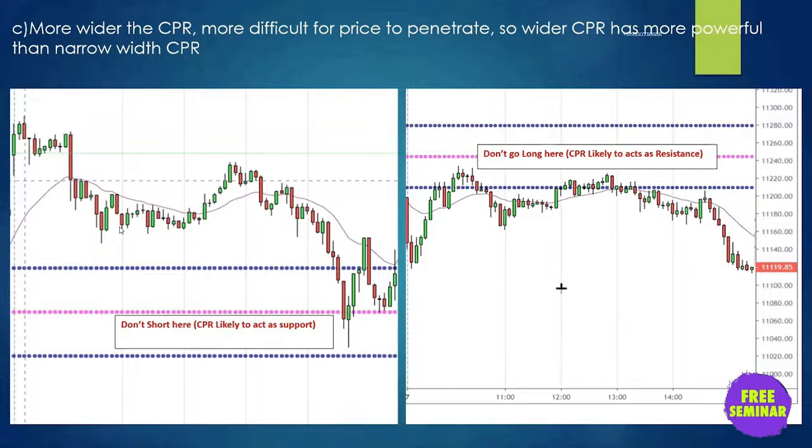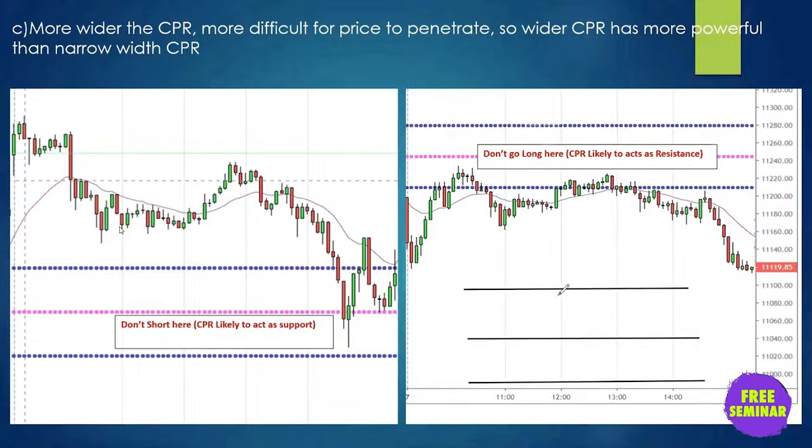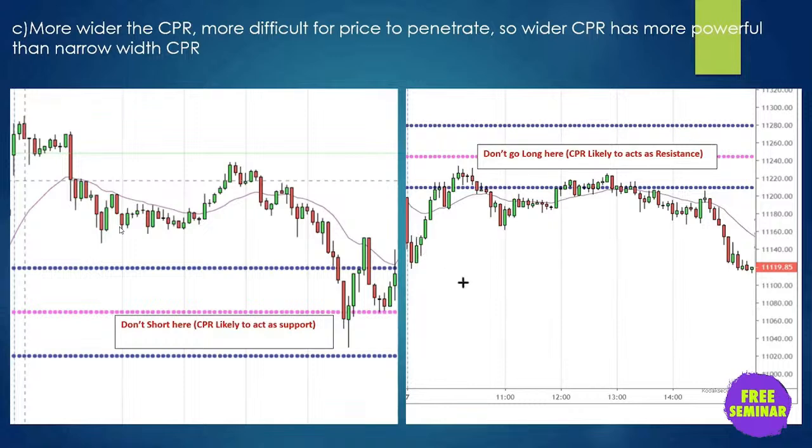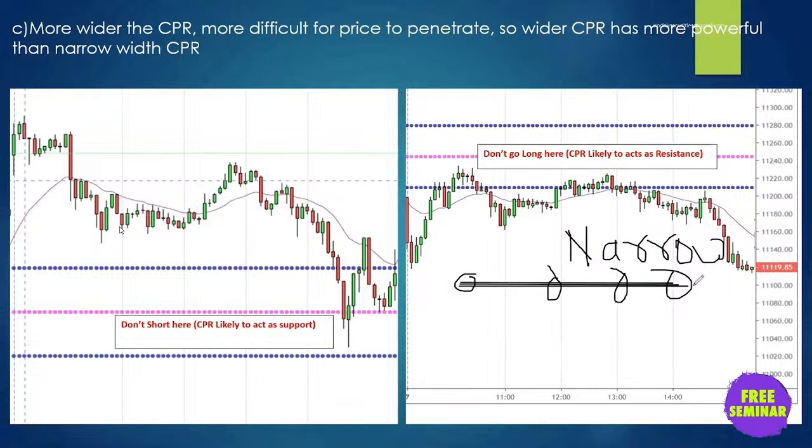The first type of CPR is like this. You can see that all three lines, top CPR, central pivot, bottom CPR, are away from each other. Very wide CPR. Such a CPR is called wide CPR, when all lines are away from each other. The second type of CPR is like this, where you will see that all three lines, top CPR, central pivot, bottom CPR, are very narrow. Such a CPR is called narrow CPR.